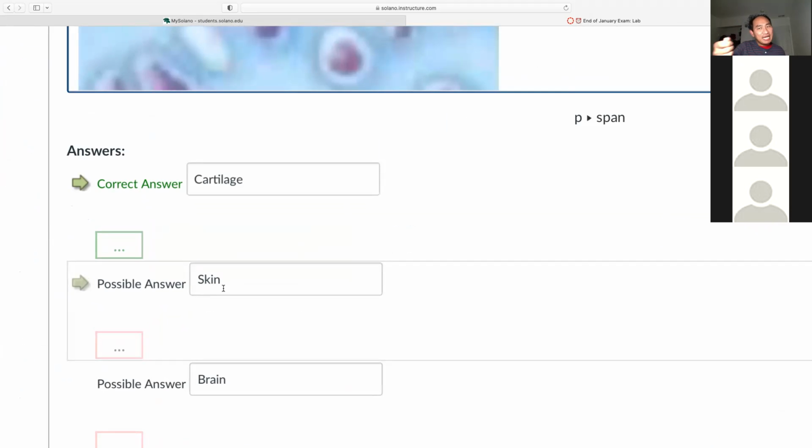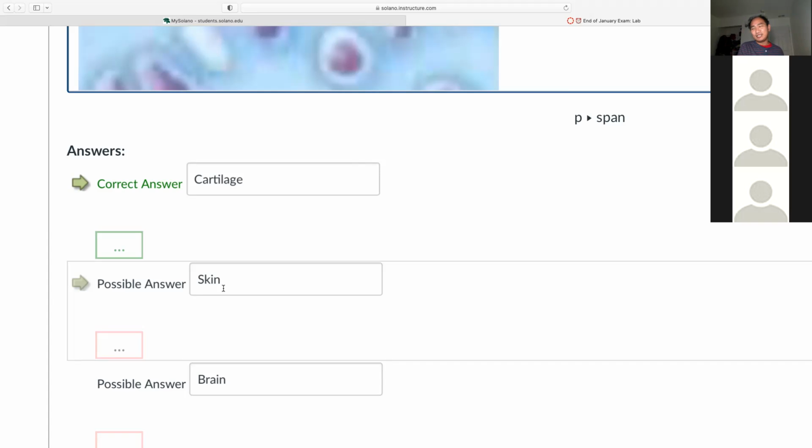If you have a skin specimen, what are you going to see? So I will give you a slide, which is, this is a specimen taken from the skin. Then what do you expect to see? If it's just skin, you'd see stratified squamous epithelium, epithelial cells, isn't it?